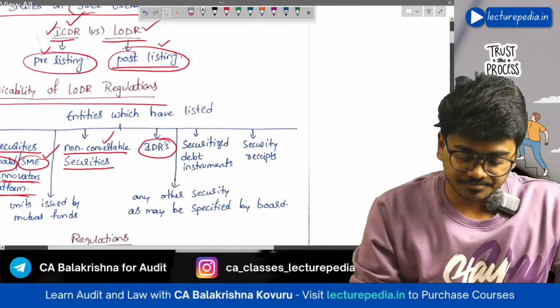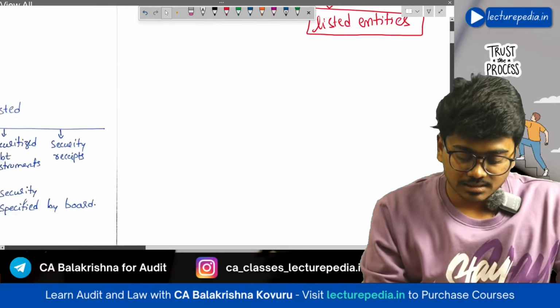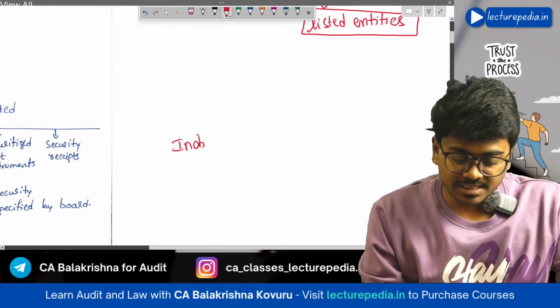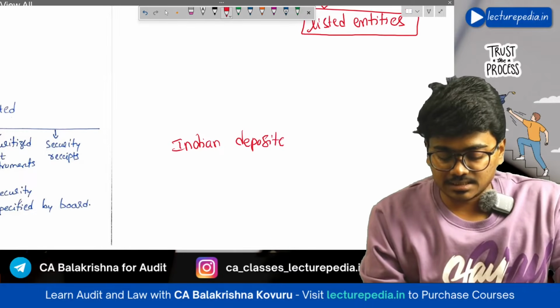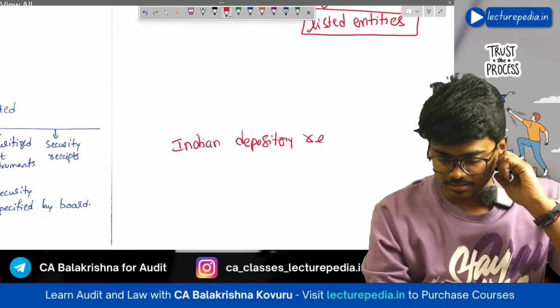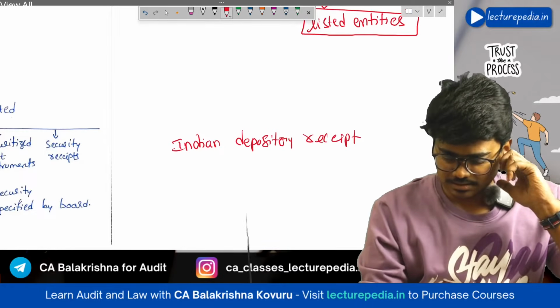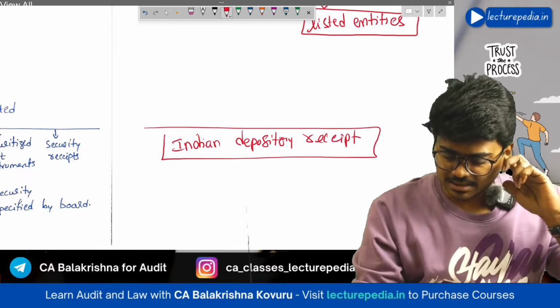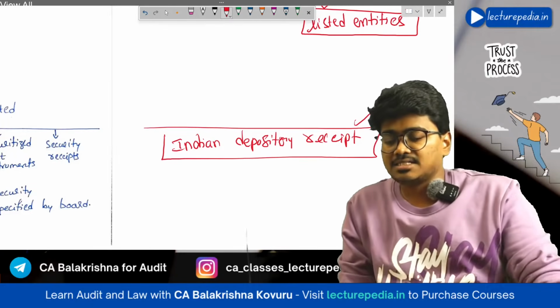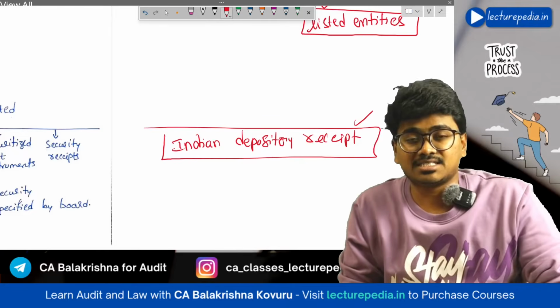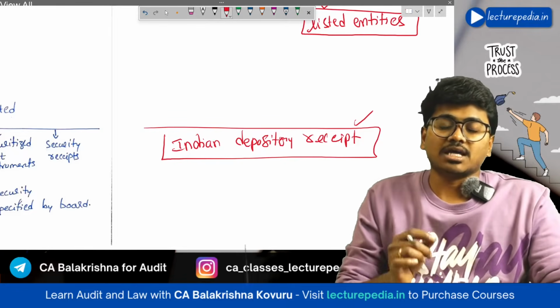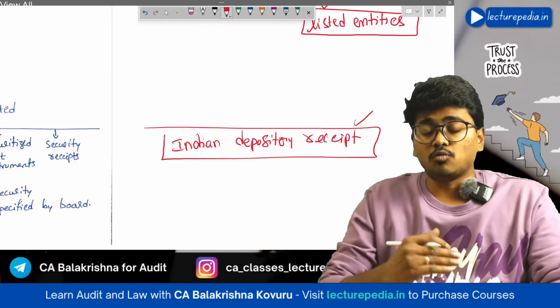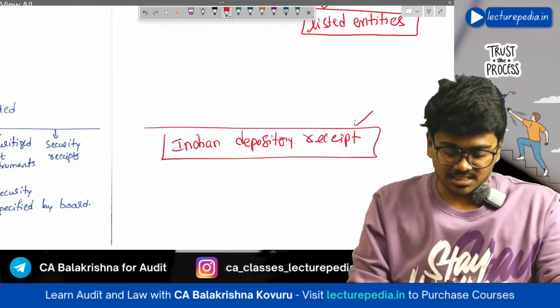IDR means Indian Depository Receipt. Now, if any company has listed its Indian depository receipts on a stock exchange, then for such a company also LODR regulations are applicable. Now, what are these Indian depository receipts?